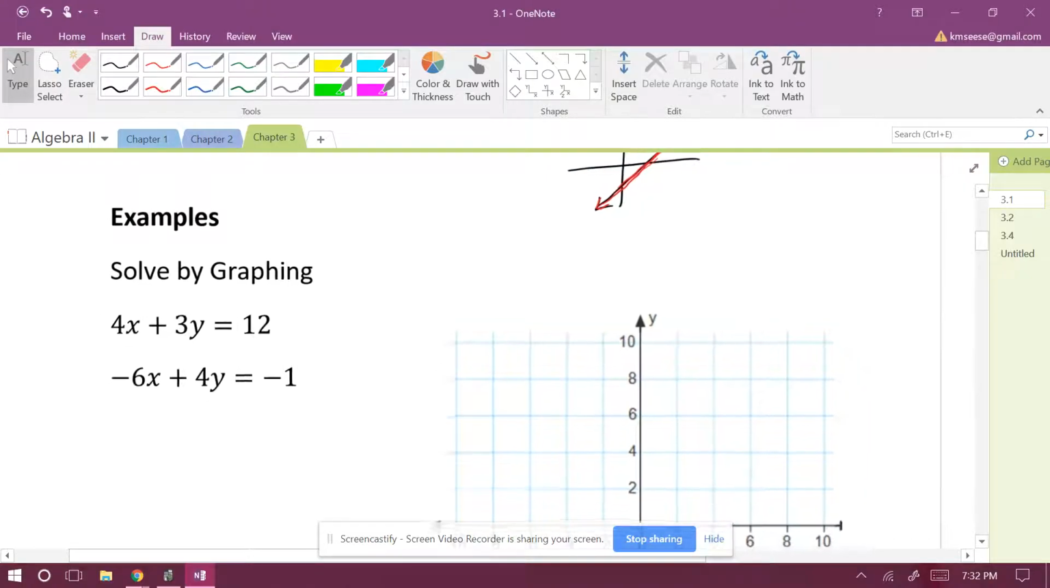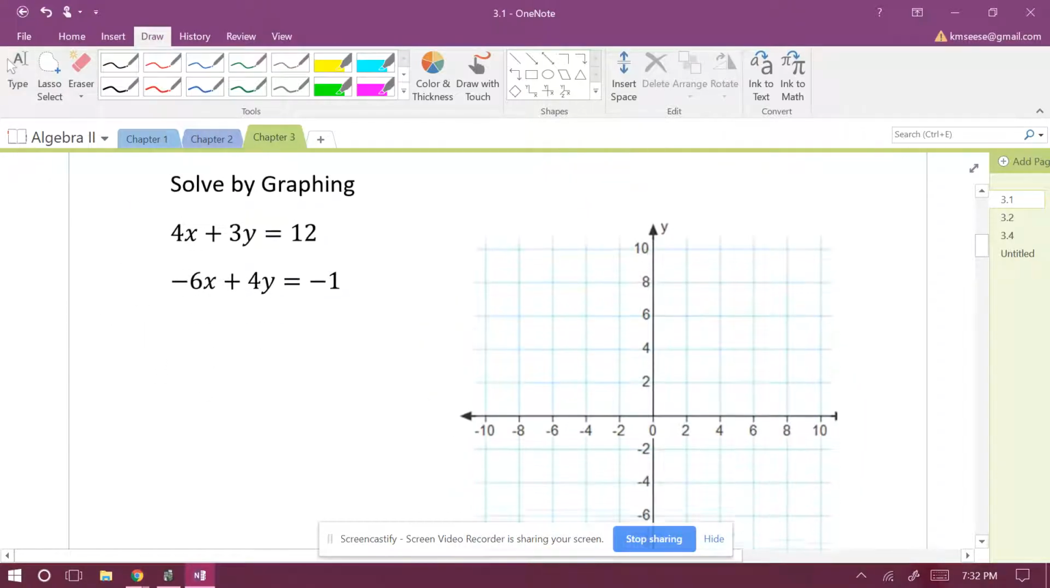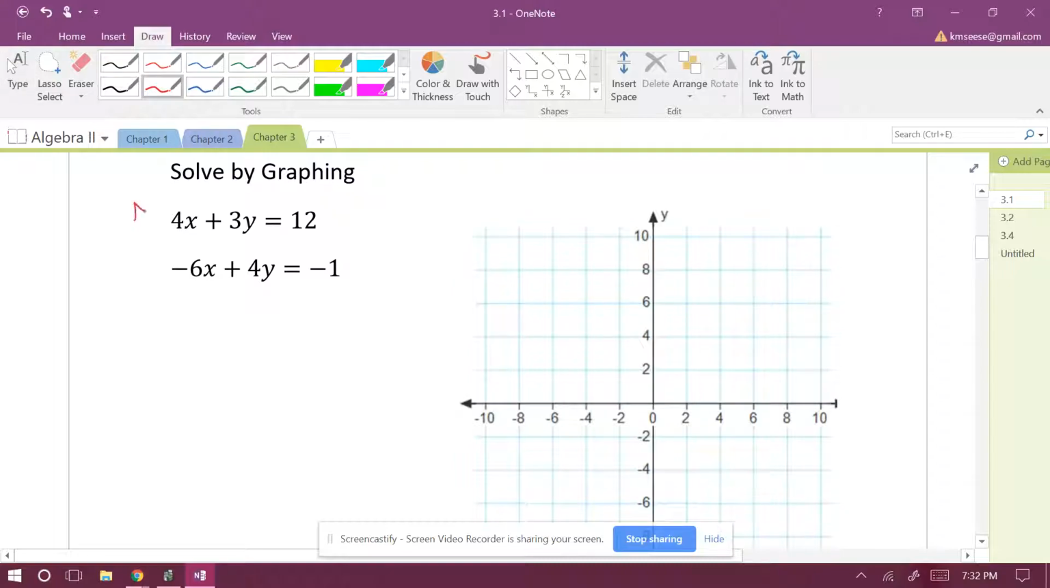All right, so the first way that you can solve systems of equations is by graphing. If I have the equation 4x plus 3y equals 12, let's solve by using the intercepts. If I want to find the x-intercept, recall when I'm crossing the x-axis, my y value is 0. So I'm going to let y be 0. The 3y goes away, and I have 4x equals 12, which means x is 3. So I know I have the ordered pair (3, 0).